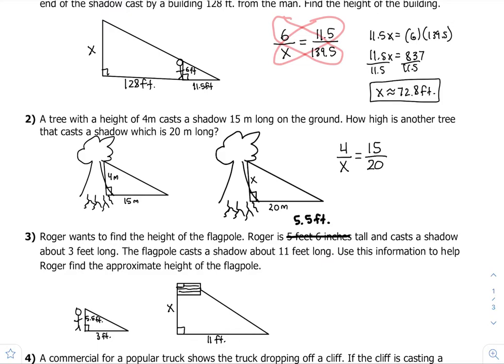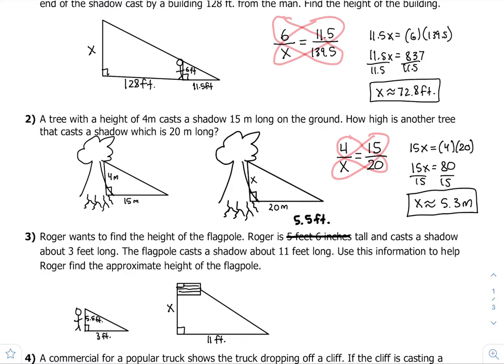There's many proportions you guys could do as long as you guys are consistent. So I'm going to cross multiply. So 15 times x is equal to 4 times 20. 15x is equal to 4 times 20, which is 80. Divide both by 15. And x is going to be roughly around 80 divided by 15. 5.3 meters.